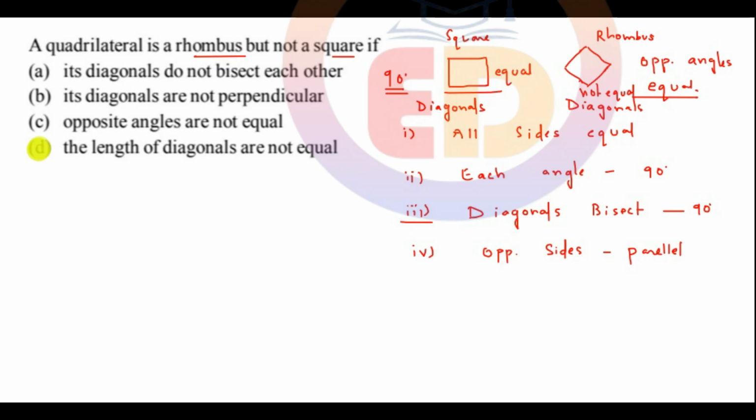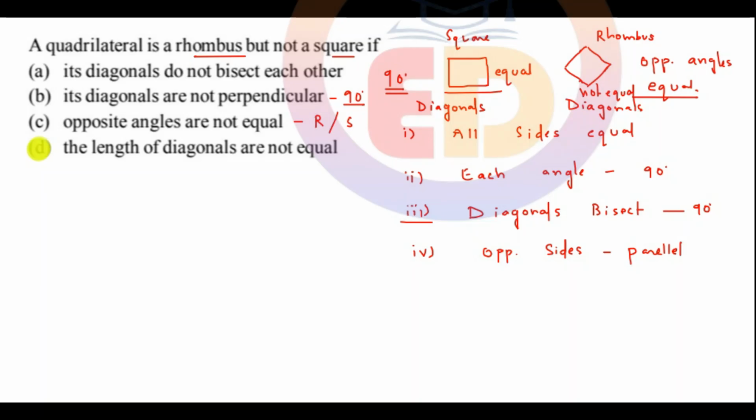Opposite angles are not equal. Opposite angles are equal in both rhombus and square. Option number B, diagonals are not perpendicular. Diagonals are perpendicular means they make a 90 degree angle in both rhombus and square. The diagonals do not bisect each other. Diagonals do bisect each other in both rhombus and square.